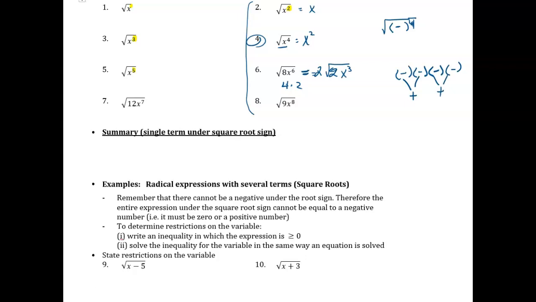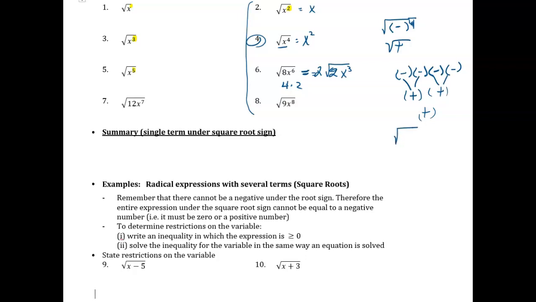Negative times a negative is a positive. Let's look at the last two. Negative times negative is a positive. Positive times positive is a positive. And so this would mean, can you do the square root of a positive number? Well, yes, that would work out.